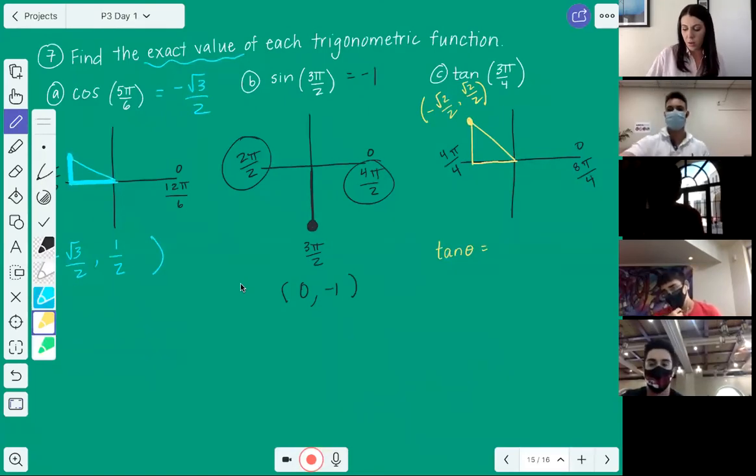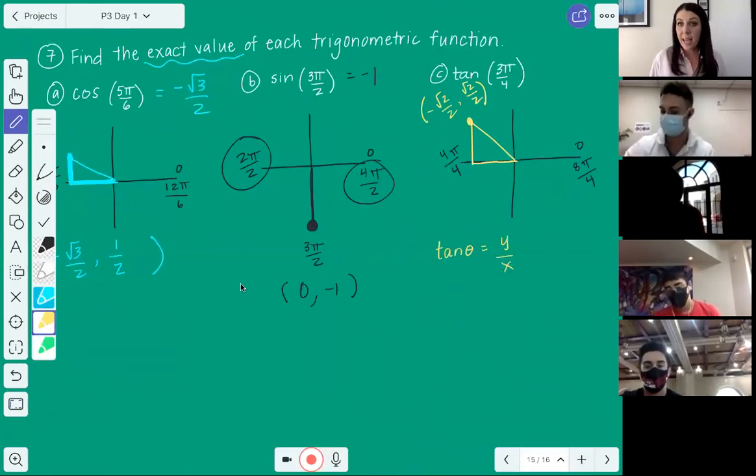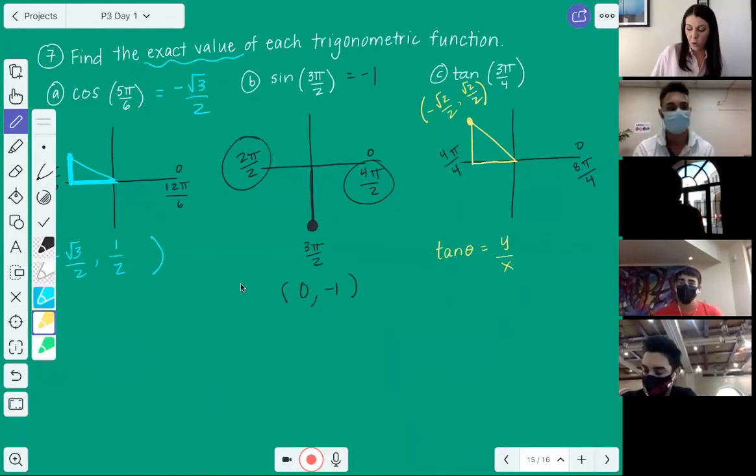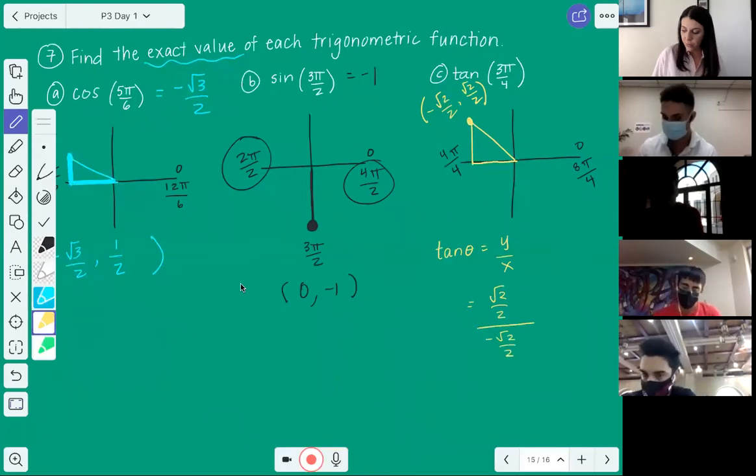Isn't it like y over x? You're exactly right. It's y over x. So in this case, you're taking your y coordinate and you're dividing it by your x coordinate, meaning I get fractions within fractions, which are not that fun. I get rad 2 over 2 divided by negative rad 2 over 2. Julian, how would you go about solving this from here?